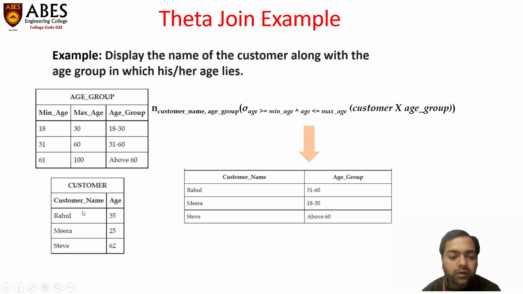If we talk about Rahul, his age is 35, and we check the age group, so the age group for Rahul will be 31 to 60. If we talk about the second tuple, her age is 23, so it lies between 18 and 30, so the age group will be 18 to 30, and so on.